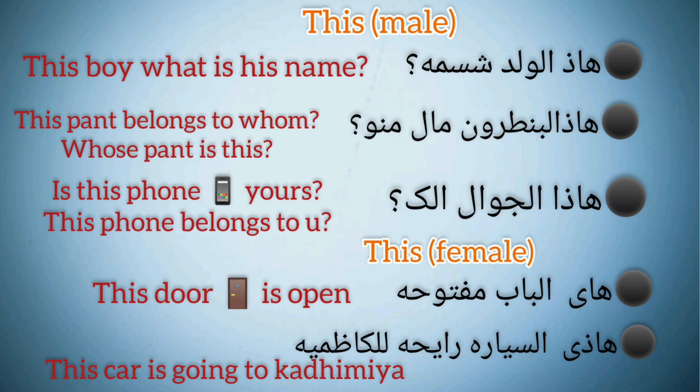Another point in this sentence is رايحة. As you see, رايحة is a pattern of فاعل, and we said that the فاعل is used for present perfect tense. But we said that not only do we have present perfect tense in this pattern, but also we have present tense role. رايحة is a pattern of فاعل. This car is going to كاظمية. As you see, the role here is present tense, not present perfect tense.